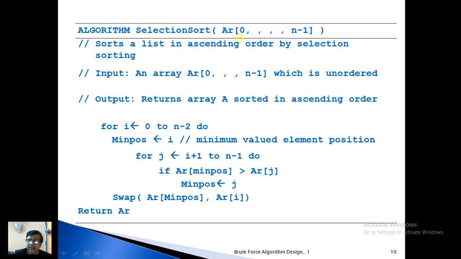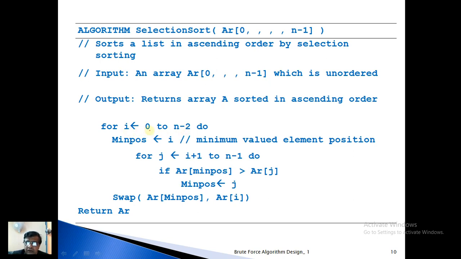Algorithm SelectionSort(A[0..n-1]) sorts a list in ascending order by selection sorting. Input: an array A[0..n-1] which is unsorted. This is very important. Output: returns array A sorted in ascending order. For i equal to 0 to n-2, because there are n-1 iterations, we have to go up to n-2. If it were a program, we would have written i equal to 0, i less than n-1. Less than n-1 means up to n-2.